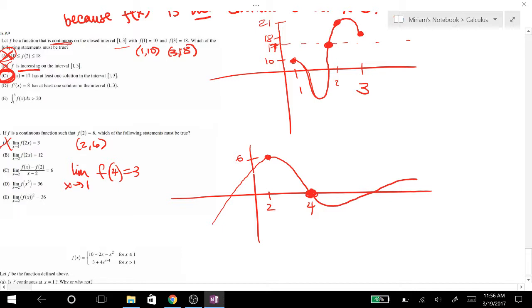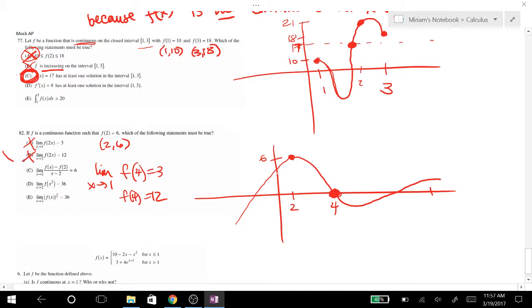Now the next one, B, it says the limit as x approaches 1 of f of 4 should be 12. Well, let's go to 12. Oh, sorry, 4. Does this y value necessarily have to be 12? No, it doesn't.